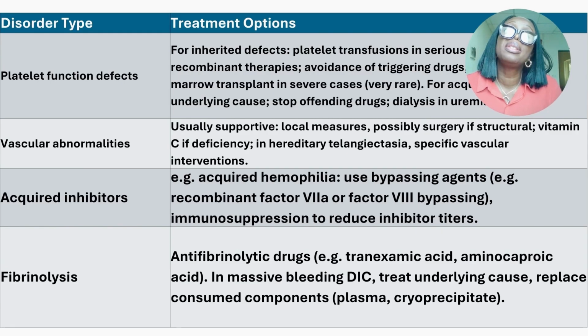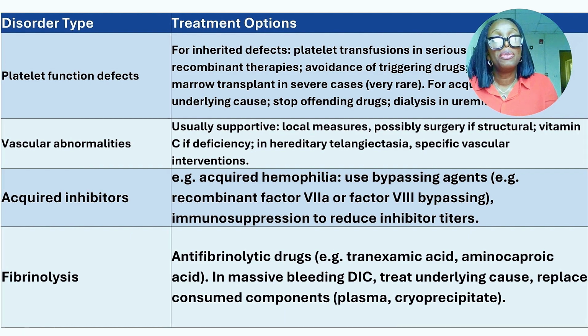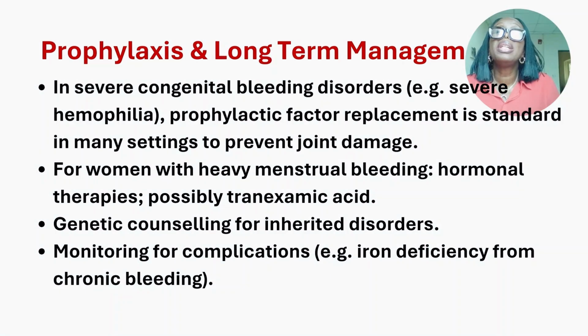And we have fibrinolysis. Antifibrinolytic agents like tranexamic acid and aminocaproic acid are used in massive bleeding like DIC, disseminated intravascular coagulation. It is important to treat the underlying cause. If it is sepsis, the sepsis should be addressed, even while trying to stop the bleeding. There's also severe congenital bleeding disorders. An example is severe hemophilia. Prophylactic factor replacement is the standard treatment in many settings to prevent joint damage.